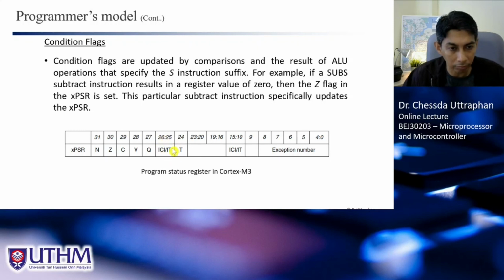Some microprocessors even don't have this one, right? But we have it in Cortex-M3. Okay. T is the thumb bit. We will see later on what thumb is.